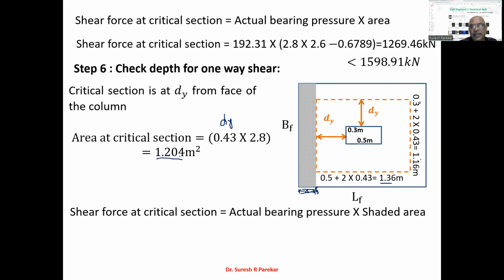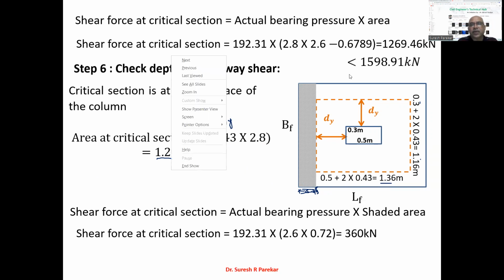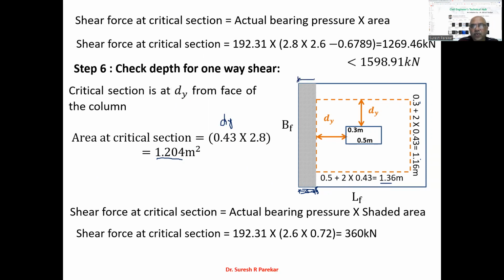Then the shear force at the critical section is the actual bearing pressure into the shaded area. So this value comes 0.72, that is of the shaded area. So this is 0.72 meter. Now how will we get this 0.72 meter? So total we have 2.8. Then we have to subtract from this 1.36, and then divide it by 2. We will get this value, that is 0.72 meters. And then 2.6 into 0.72, because BF we have 2.6. And then we have this value 360 kilonewton.